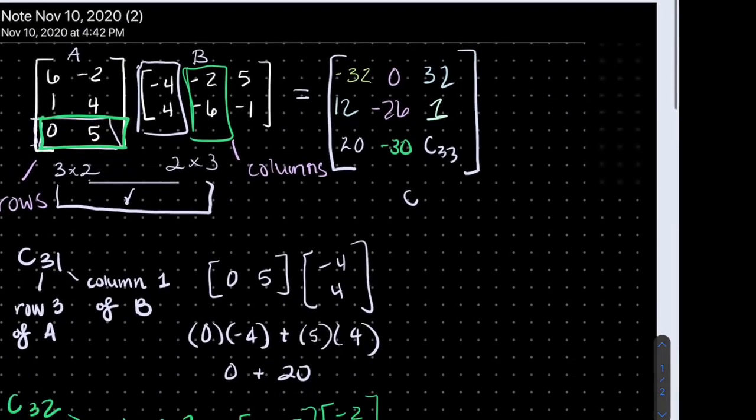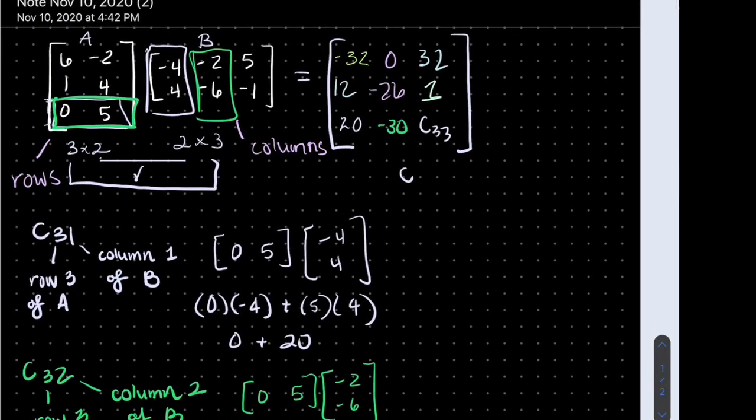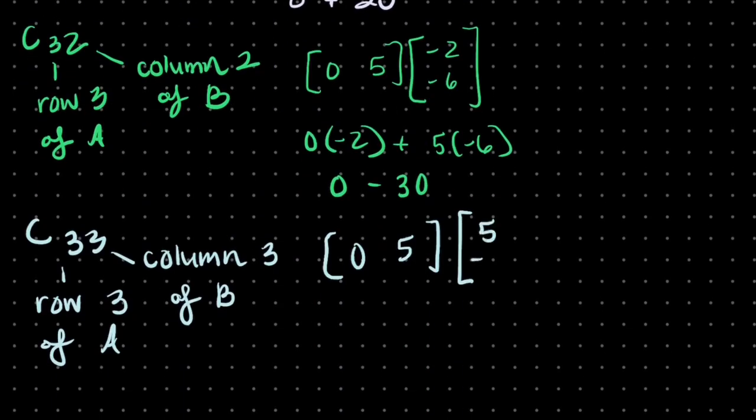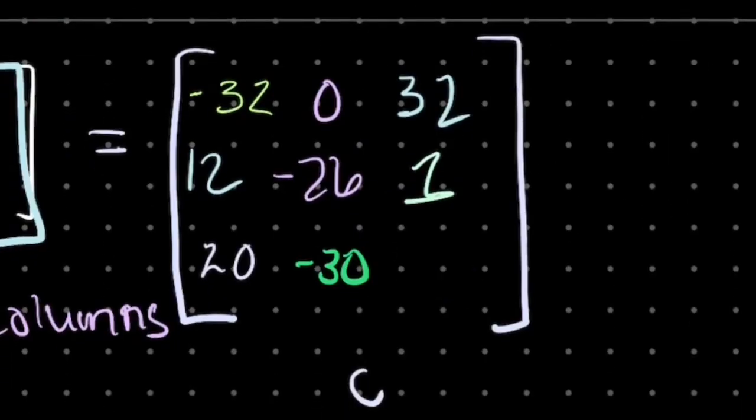So that's going to be, we are still really zoomed in, the same row. Now we're in the last column. So we'll have 0, 5 times, now that's going to be 5, negative 1. As we've been doing, we're going to be first times first, right? First of the row we're in times first of the column we're in. Then add that to second of the row we're in times second of the column we're in. So 0 minus 5 is negative 5. And after quite the feat, we are left with our finished matrix.